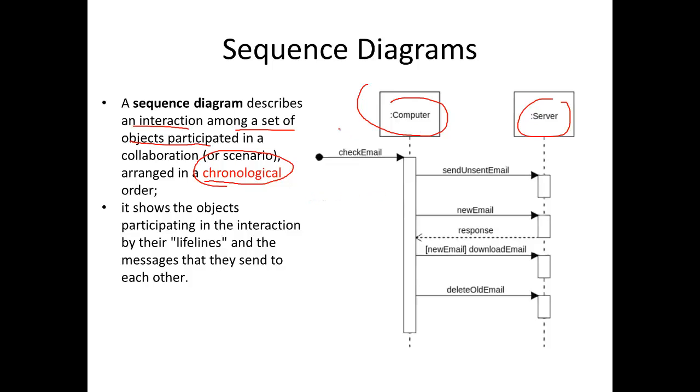Okay? If you see this diagram, a person can check the email. First he can send an unsent email and send a new email to the server. The server then responds. After the computer receives the response, it can download the email or delete the email. That means this happens in chronological order. That's called a sequence diagram.